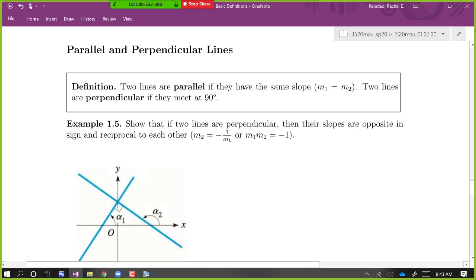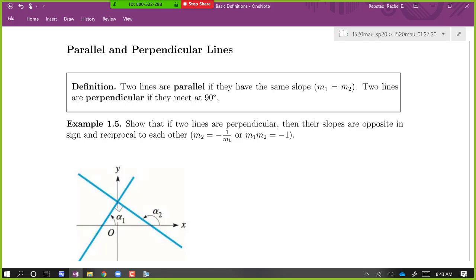All right, so we're already familiar with the fact that two lines are parallel if they have the same slope, and if they have the same slope, they'll have the same inclination. We have two competing ideas in mathematics for what it means for two lines to be perpendicular.